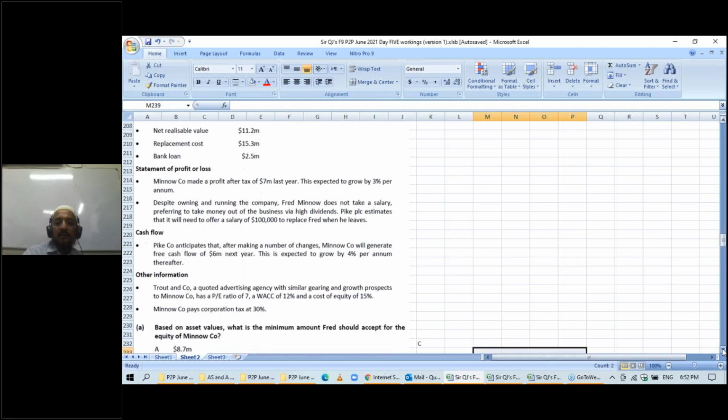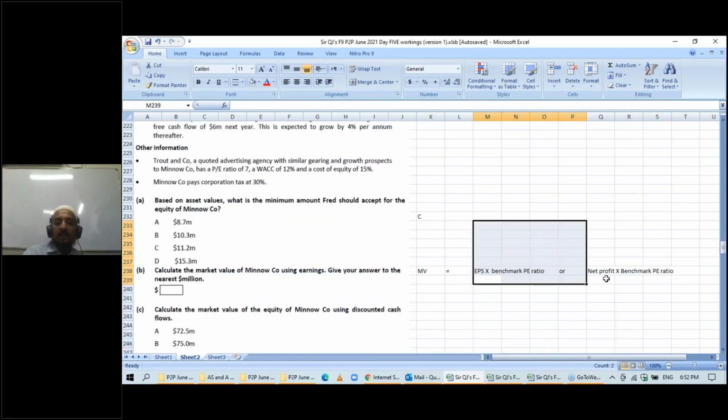So it is not EPS, it's not earnings per share or net profit. This is sustainable profit, that profit that will sustain in the future. So the historic net profit of 7 million is not going to sustain in the future. So that will give you an incorrect price.